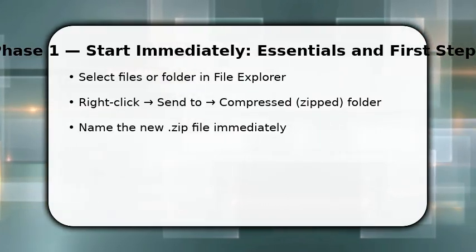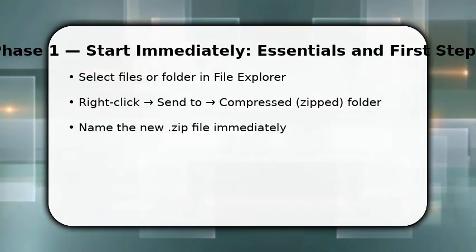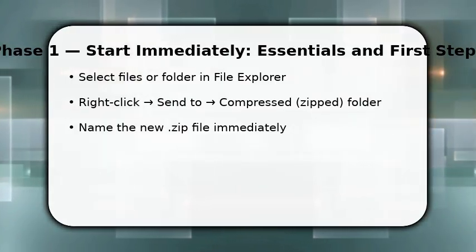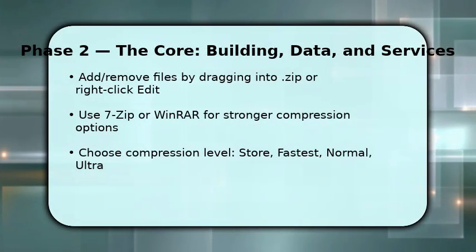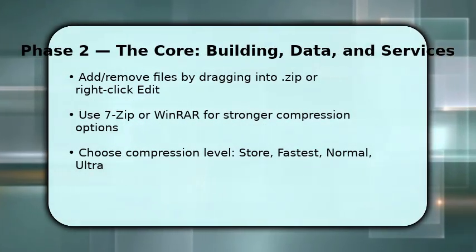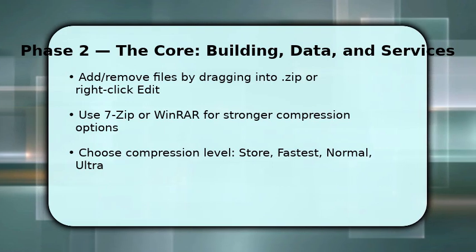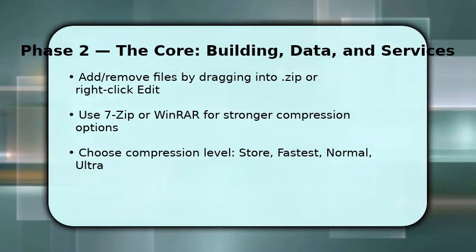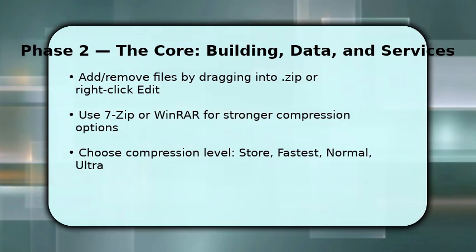If you need multiple files, select them all with Ctrl or Shift so they become a single compressed package. Once the zip exists, you can fine-tune its contents and compression. To add files, drag items into the archive or open it and copy in. To remove, delete inside the archive.